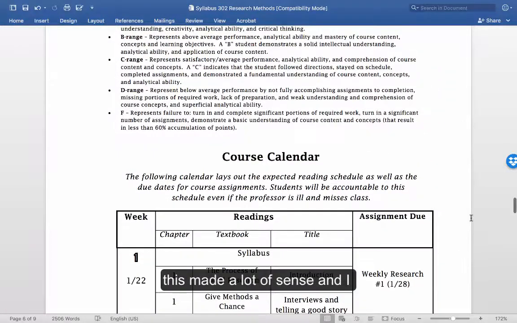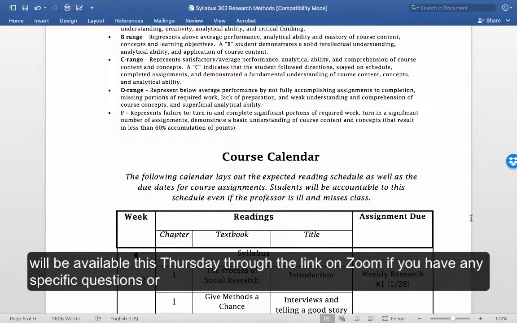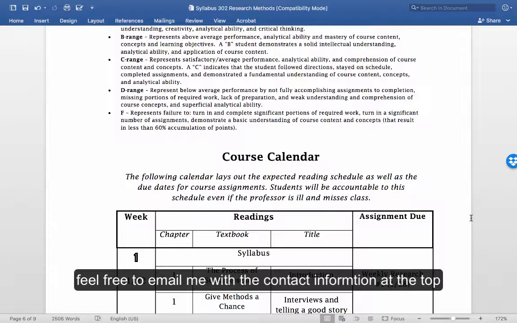Hopefully, this made a lot of sense. And I will be available this Thursday through the link on Zoom if you have any specific questions, or feel free to email me with the contact information at the top of the syllabus.